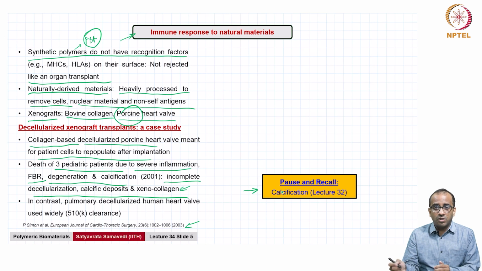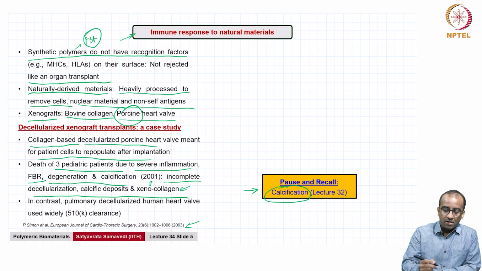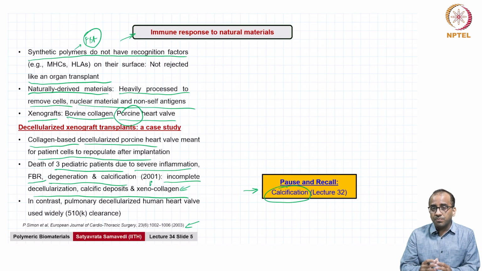Now would be a good time to pause and recall in lecture 32 about the issue of calcification. So, calcific deposits can make outcomes of these implants much worse. And of course, having collagen that's not from humans, essentially pig collagen for example, and when the processing is not done appropriately, you can have residual epitopes such as alpha-gal for example, that can lead to severe rejection.